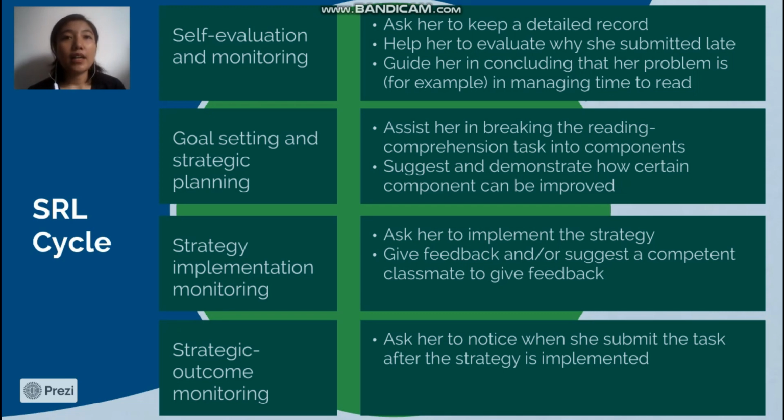Seventh, give feedback and/or suggest a competent classmate who is good at time management to give feedback regarding her time allocation. The next step would be asking her to notice when she submitted the task after the strategy is implemented, whether she submitted it earlier, on time, or late. Because the case is about fixing the late submission issue, then the focus is whether allocating more time to read will help Anna submit her task on time. If she submits it on time, then the strategy works, and vice versa.